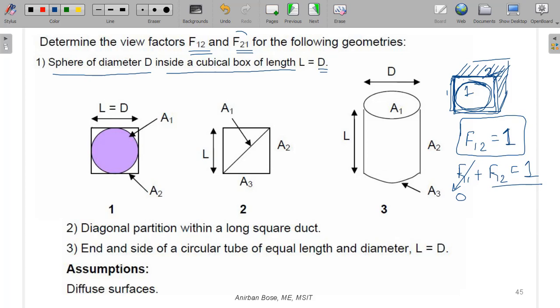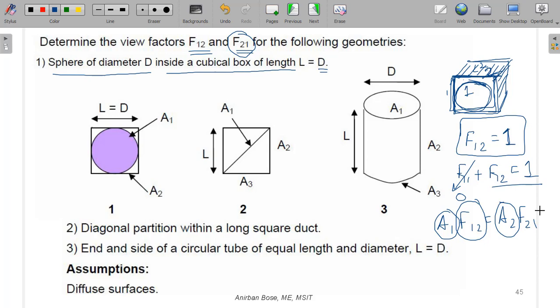Then what is F21? To find out F21, you can use the reciprocity relation. What you know is A1 F12 is equal to A2 F21. Already you know F12, which is 1. You know A1, which is 4 pi r square; just express it in terms of d. A2 is the total surface area of the box. If the length is L, each surface is L square, and there are 6 surfaces, so 6L square.